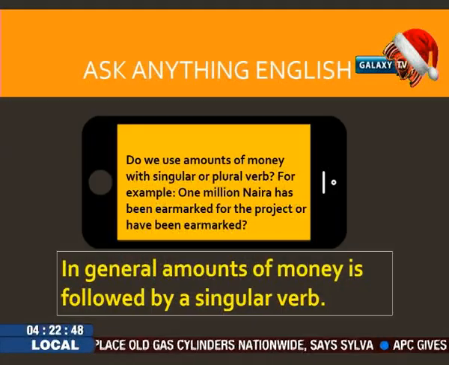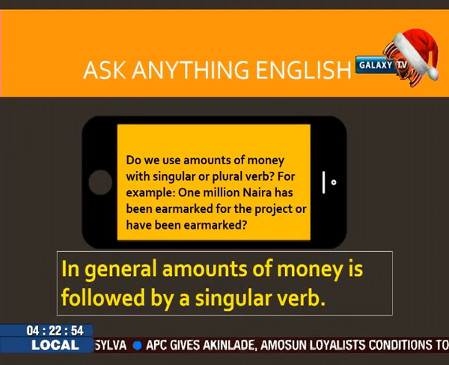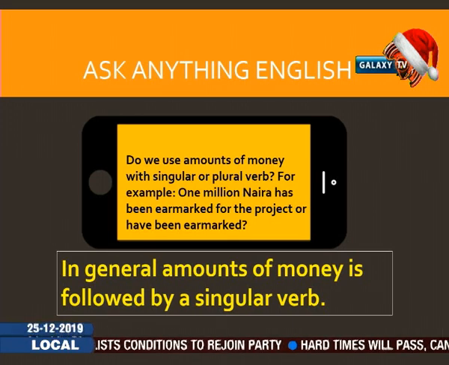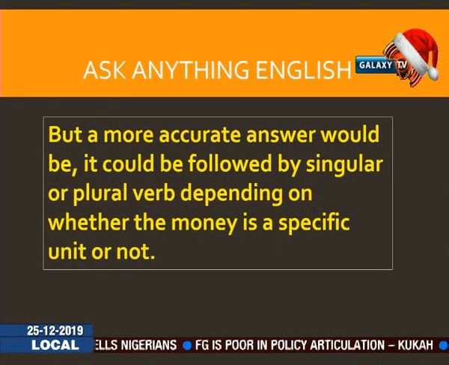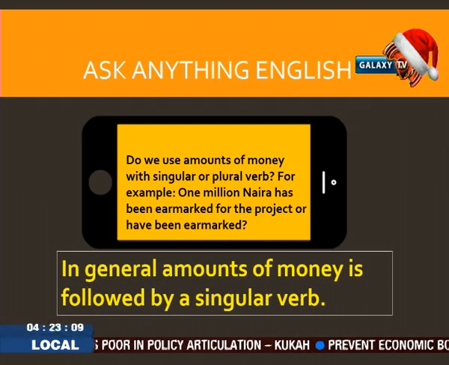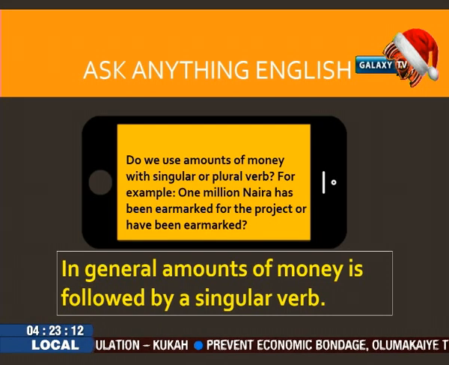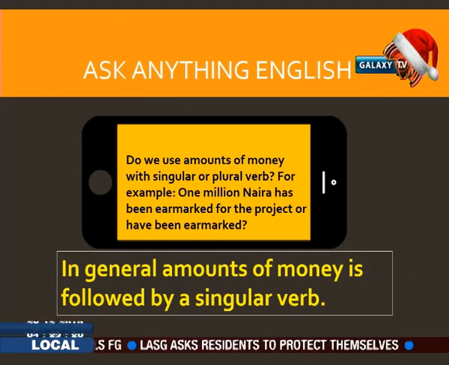So in Ask Anything English for this week, the question has to do with verbs, and the person asks, do we use amounts of money with singular or plural verb? For example, 1 million naira has been earmarked for the project or have been earmarked. Well, the answer to that question is that in general, we use singular verbs when we're talking about money. So your first sentence is correct, which is 1 million naira has been earmarked for the project.